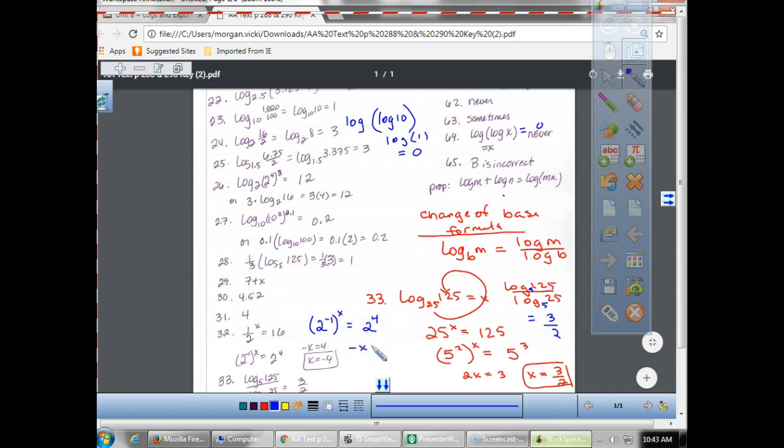So I have negative x is equal to 4. Just setting these equal to each other. And then divide by the negative 1 and you get a negative 4. Just like that. Okay? Any others?